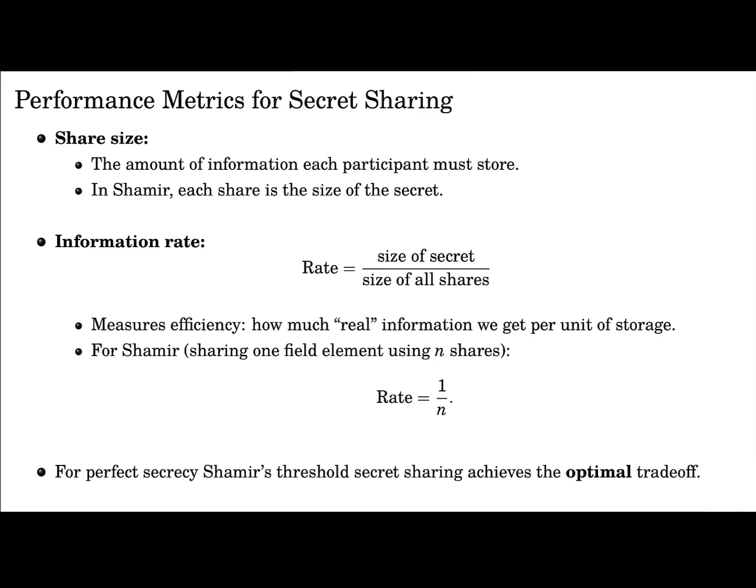This may look inefficient because we are storing n field elements in total to share one field element only, right? But for perfect secrecy, Shamir's threshold scheme is actually optimal. You can't do better than that for perfect secrecy. So if we want to improve the rate, we need to relax something. And that leads us to something called ramp secret sharing.